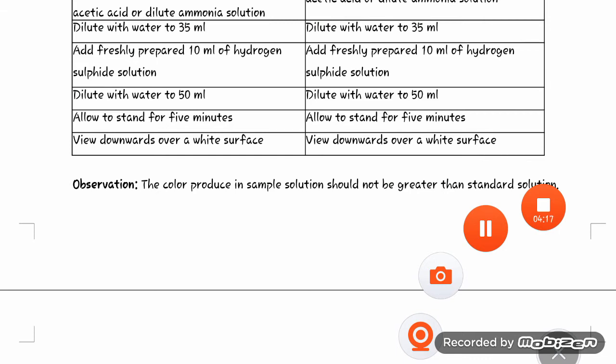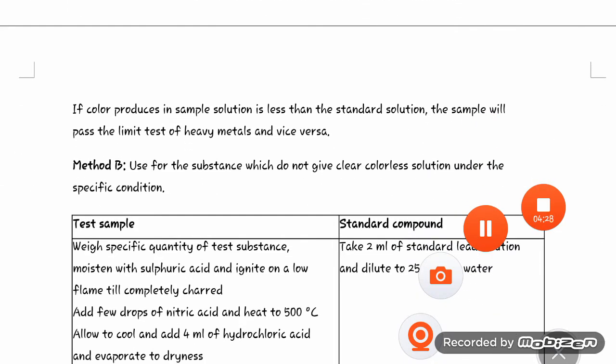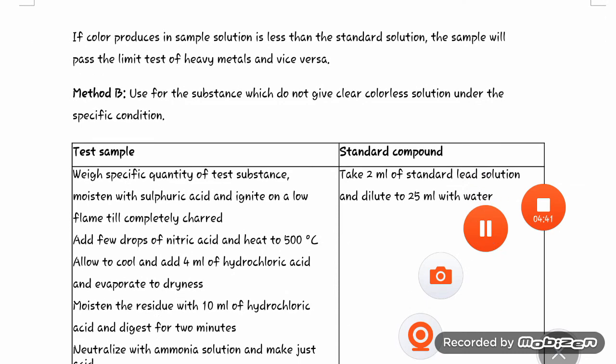The color produced in the sample solution should not be greater than the standard solution. Okay, so the color must be lower than the standard solution. If the color produced in the sample solution is less than the standard solution, the sample will pass the limit test of heavy metal. Next is method B, used for the substance which does not give clear colorless solution under the specific condition.